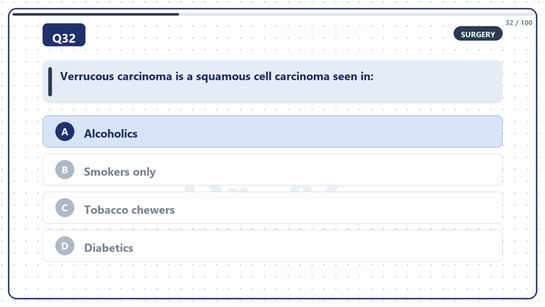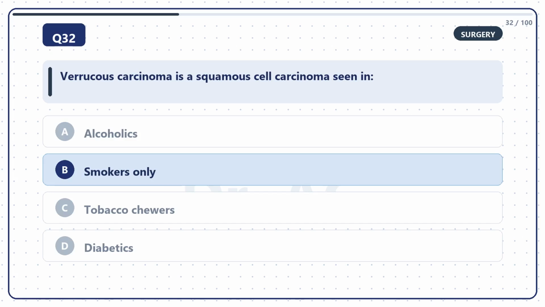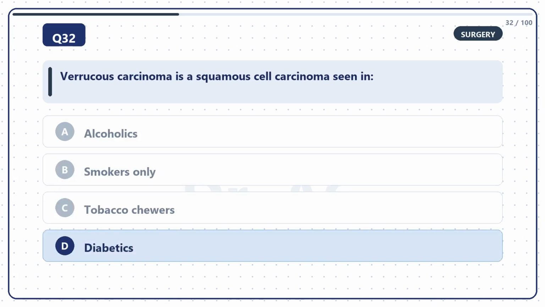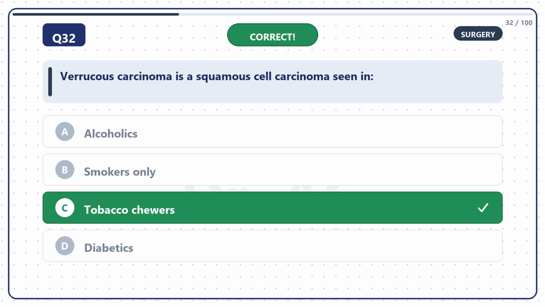Question 32. Verrucous carcinoma is a squamous cell carcinoma seen in. Option A. Alcoholics. Option B. Smokers only. Option C. Tobacco chewers. Option D. Diabetics. The correct answer is option C.